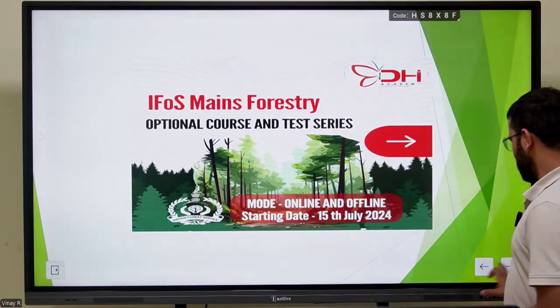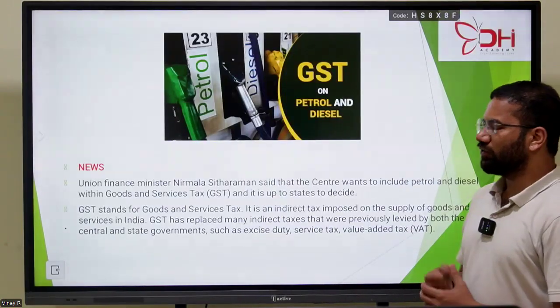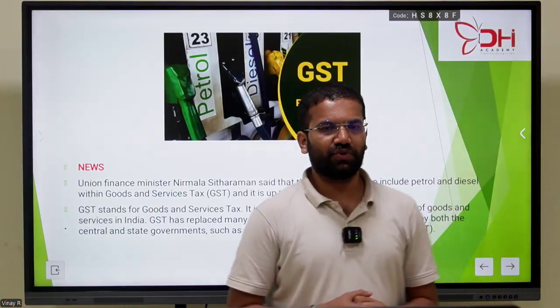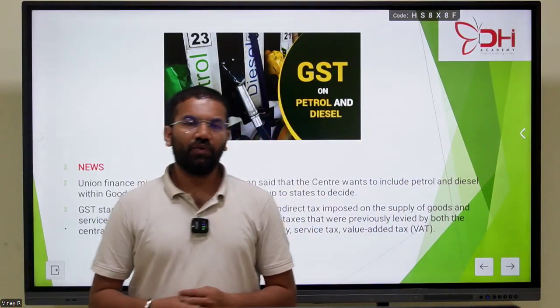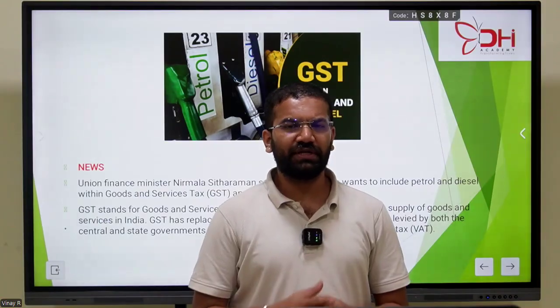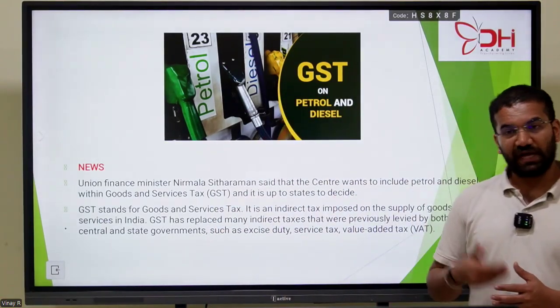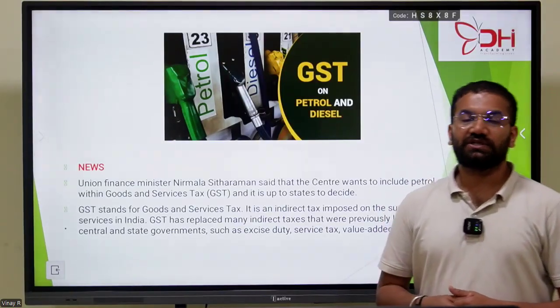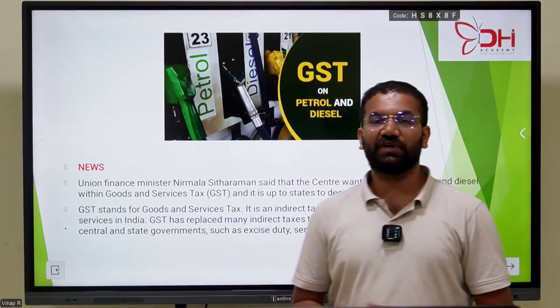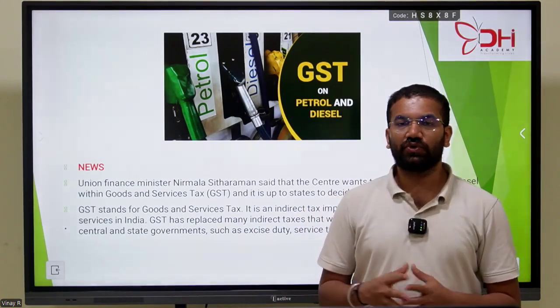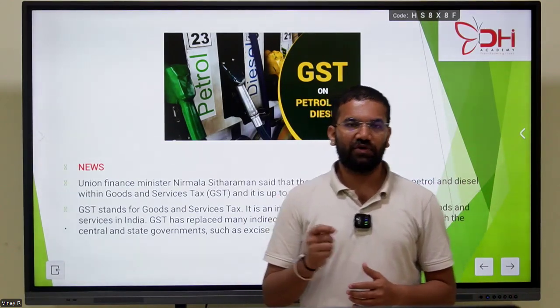So today we are going to discuss GST, that is goods and service tax. Now GST is a comprehensive national taxation system in which the union government sacrifices some of its taxation powers, state governments sacrifice some of their taxation powers, and then the goods and service tax was formed.